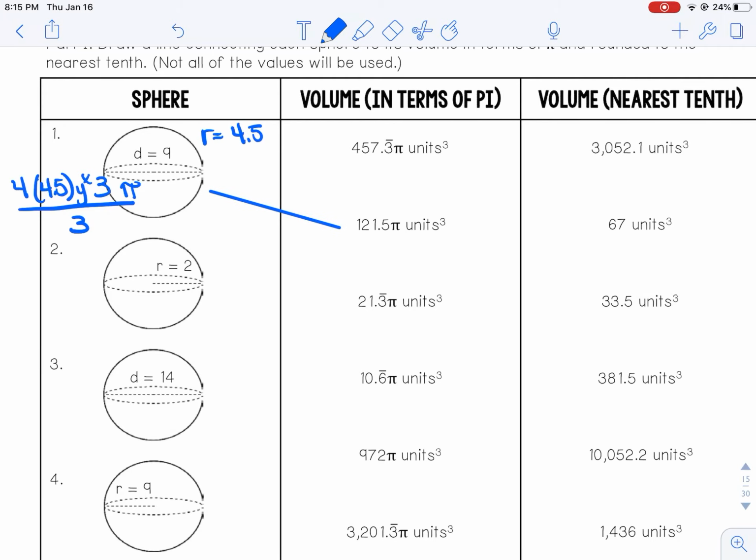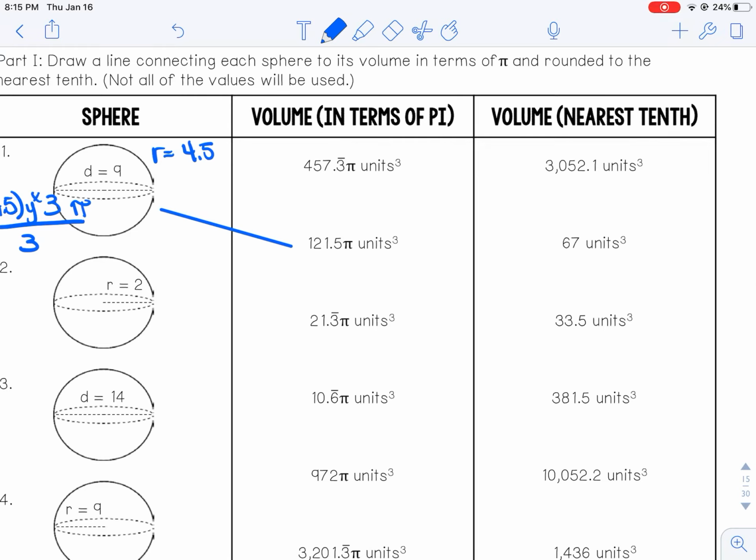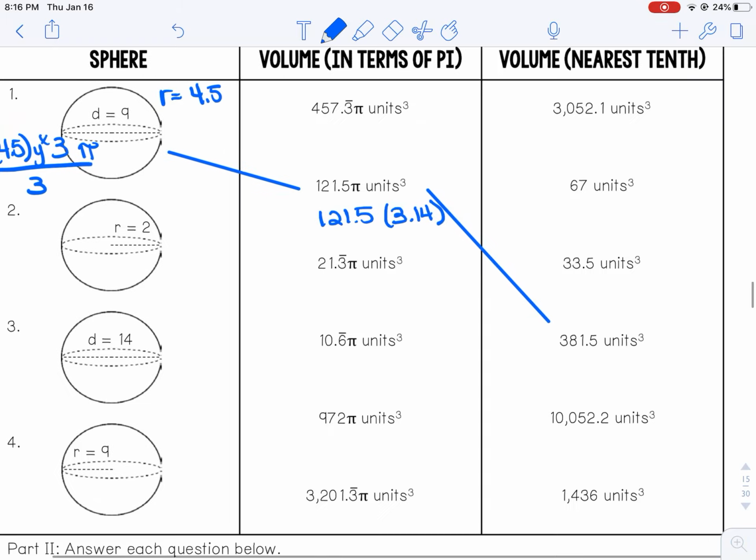Okay, now we need to take that in volume to the nearest tenth. That means all I have to do is take that 121.5, multiply that times 3.14. And when I do that, it gives me 381.5. It actually gives me 381.51 cubic units, but since it says round to the nearest tenth, it is going to give me this answer right here. Okay, so that's how you answer the homework, where you're drawing the lines to each one.